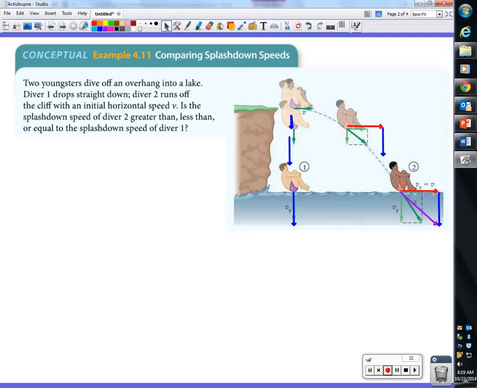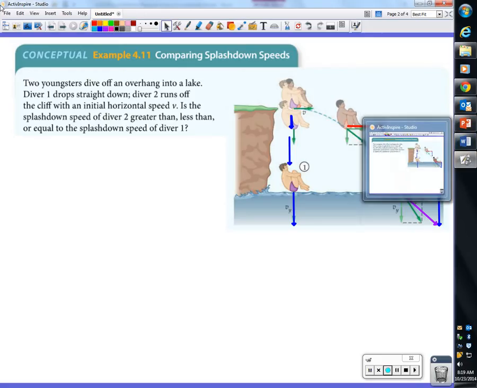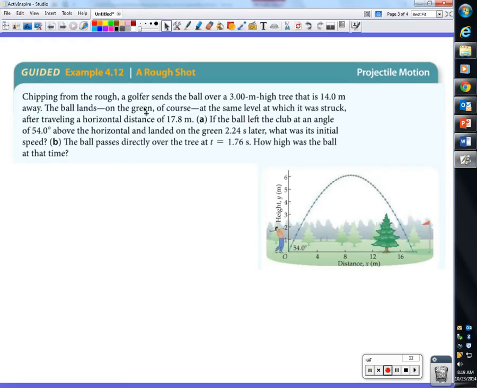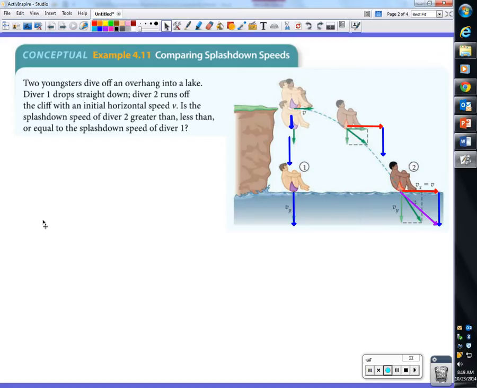Okay. Let's take a look next at page 5 of your packet. Which one's faster? Diver 1 or Diver 2? Diver 2. Because Diver 2's speed is the resultant of the horizontal and the vertical. So it's bigger than that blue side. Right? Does that make sense? Okay. Because we have to find the resultant of those two.